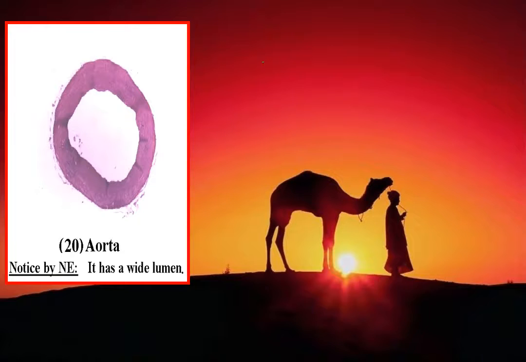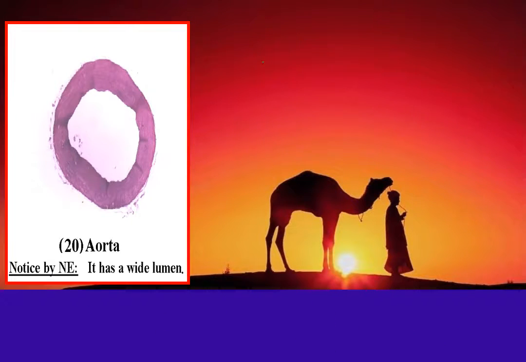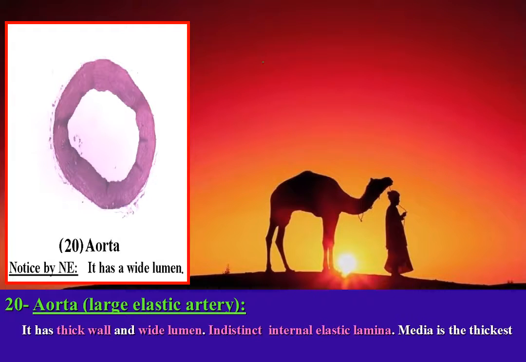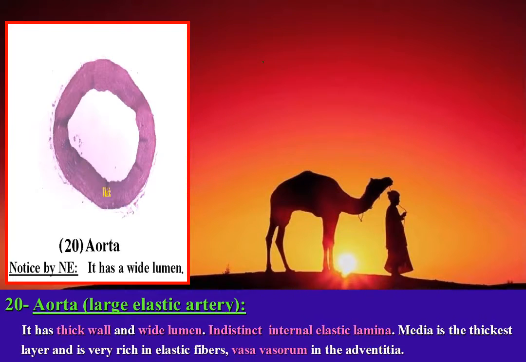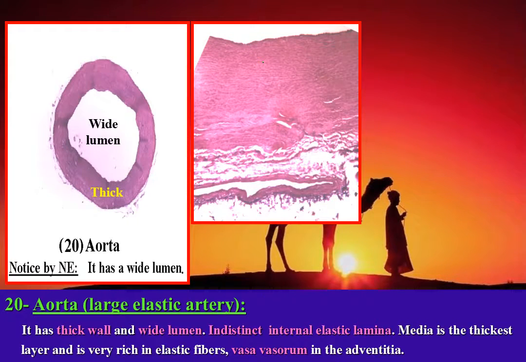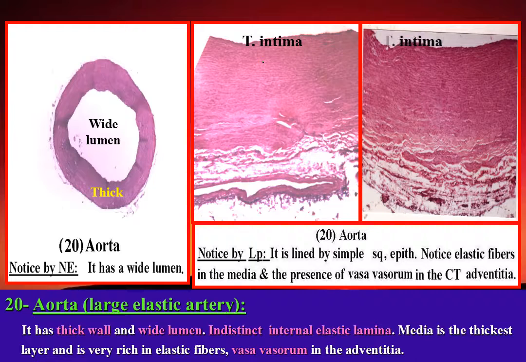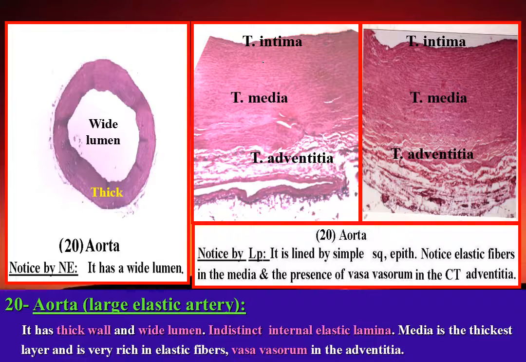Aorta, an example of a large elastic artery. When seen by the naked eye, it has a thick wall and a wide lumen. By low power, it is formed of the usual three coats: tunica intima, tunica media, and tunica adventitia. Tunica media is the thickest layer and is very rich in elastic fibers.